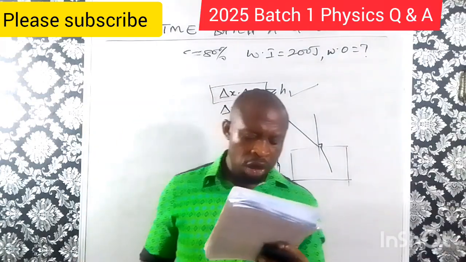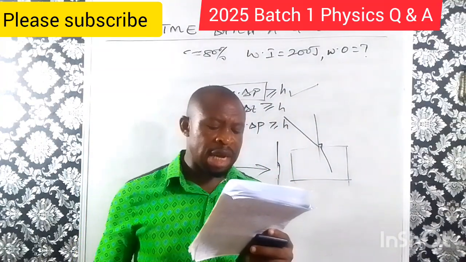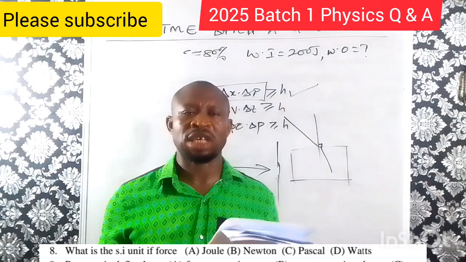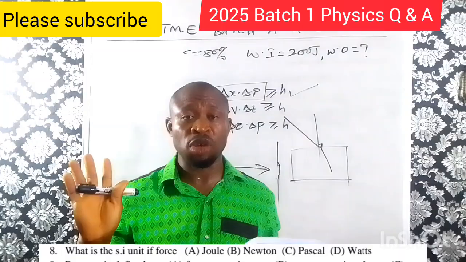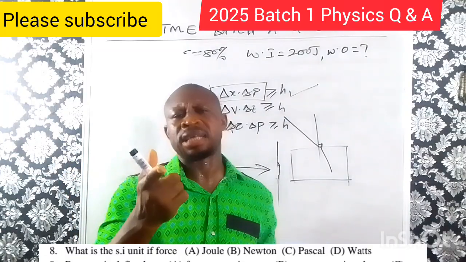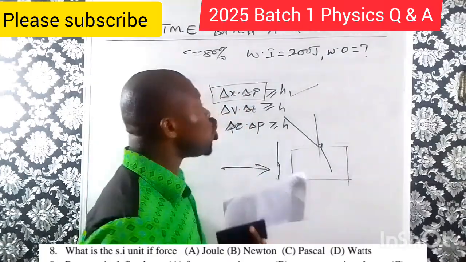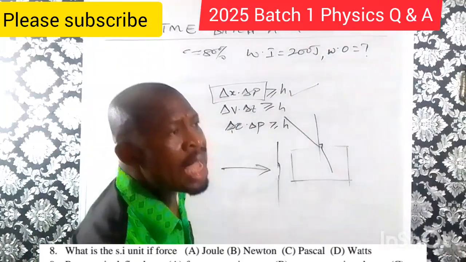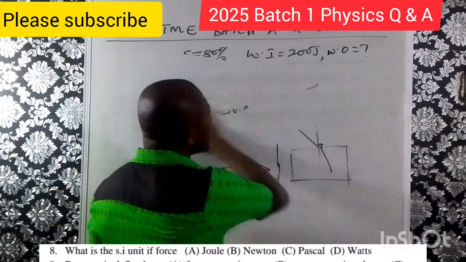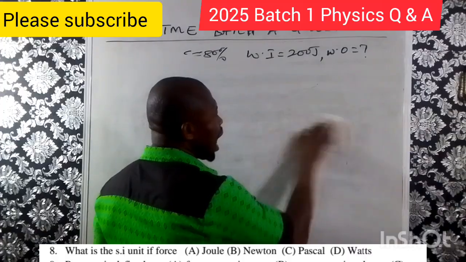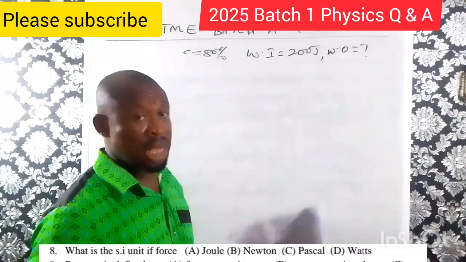Now we move to the next question. This question says, what is the SI unit of force? And of course, this one is very simple. You have that force is measured in Newton. In case they ask you the SI unit of force and Newton is not there, remember Newton is a derived SI unit. In case Newton is not there, Newton is not the only SI unit of force, please.